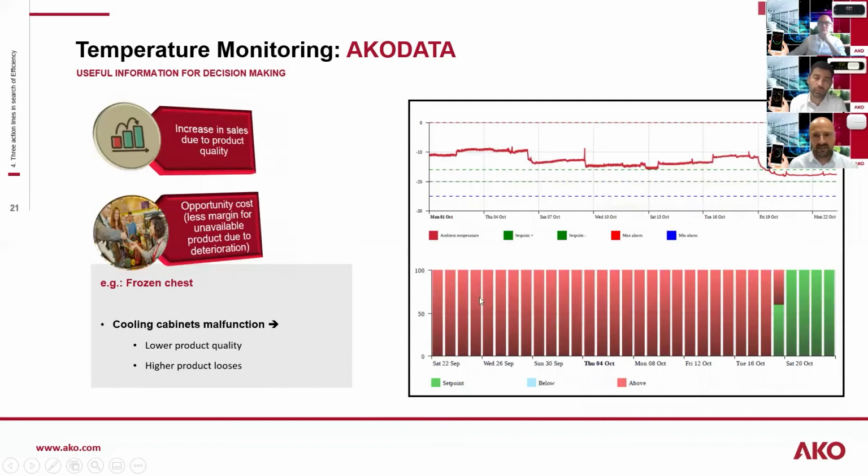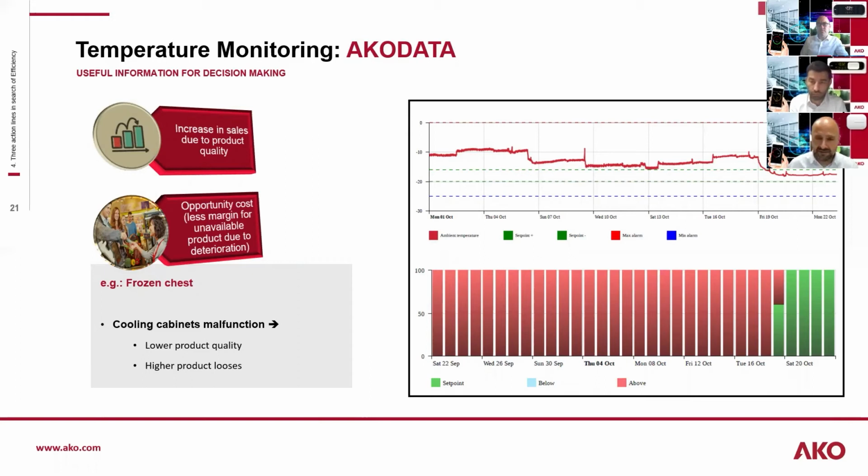Another example that can be easily seen is this frozen chest. In this case, the owner of this facility was selling shellfish that was being frozen in this frozen chest. As we can see easily, most of the time, the temperature of the frozen chest is on the upper side of the temperature. So we can see there is no balanced temperature situation, and most of the time the product is on the maximum temperature side. So product quality is being affected.